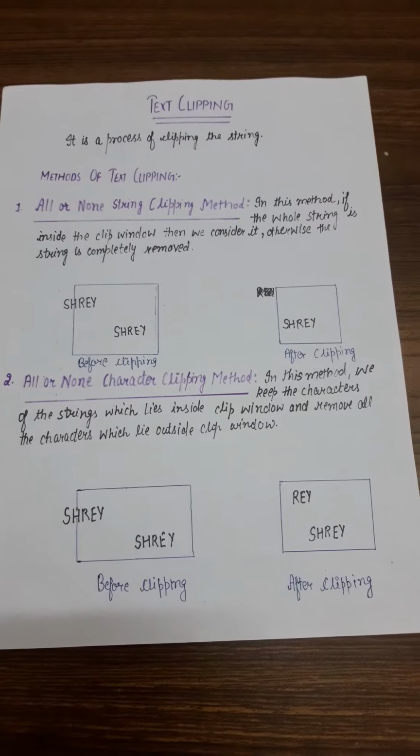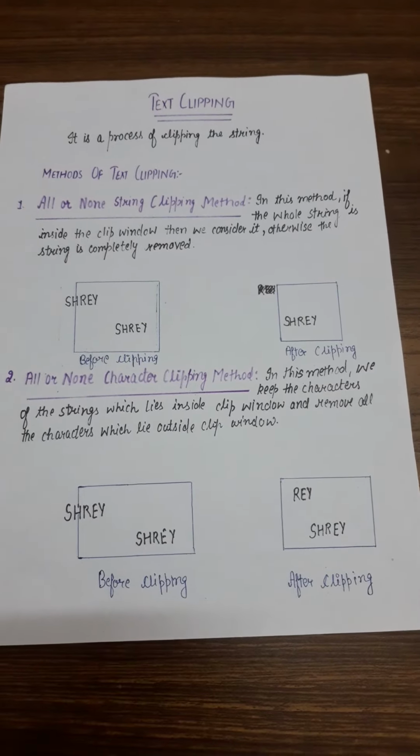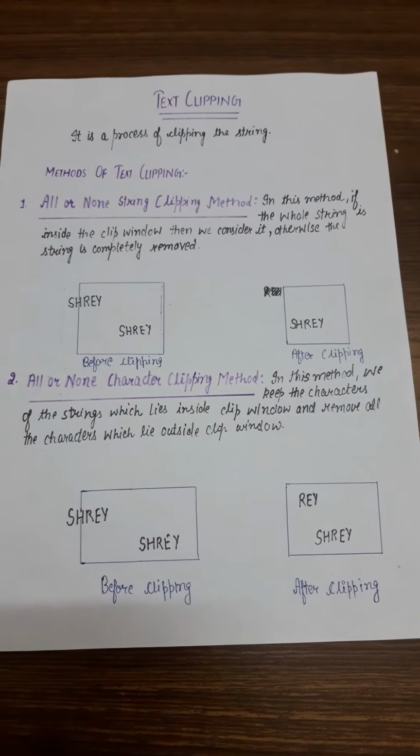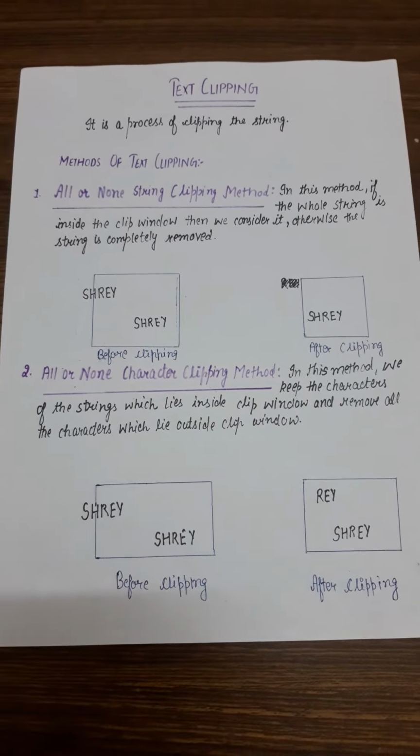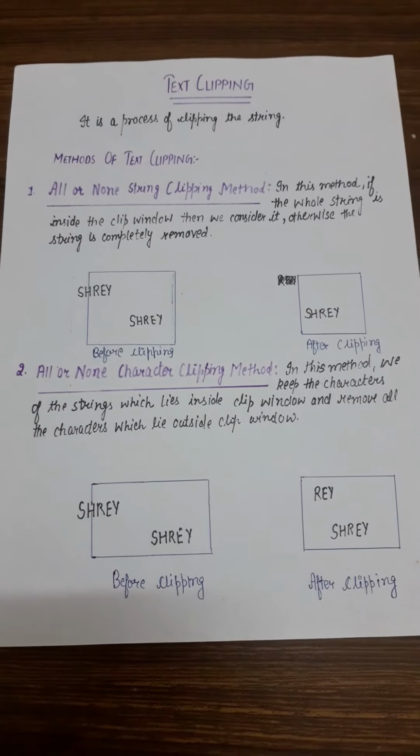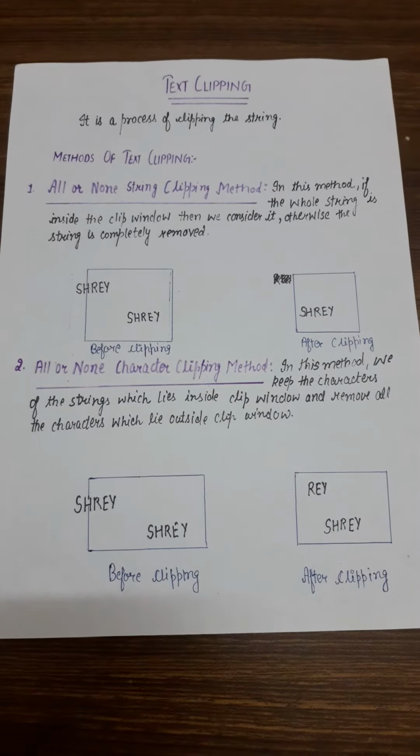The first method is the all or none string clipping method. It means either we have to take the whole string or not at all, right? So you can see in the example diagram, "Shrey" was written on the upper side and "Shrey" was also written on the down side.